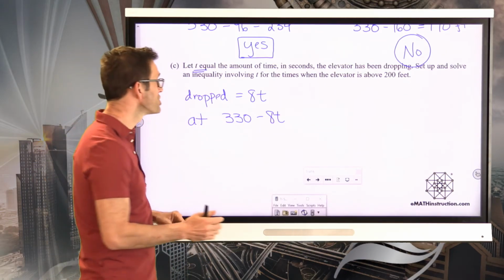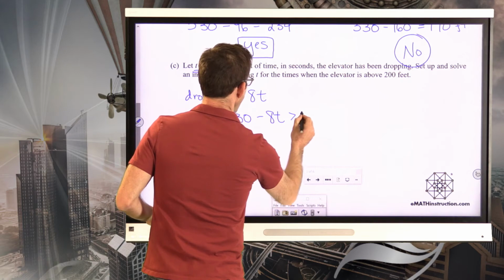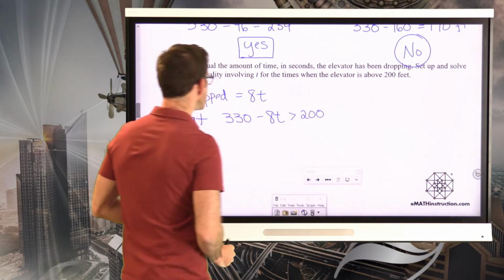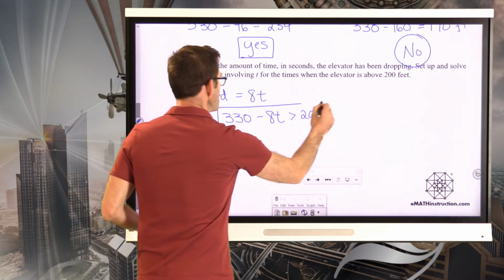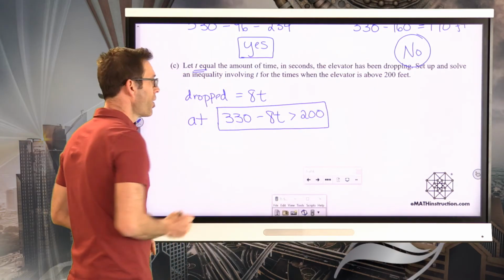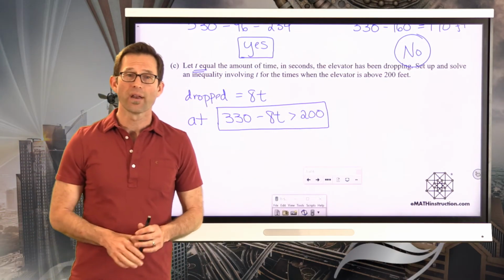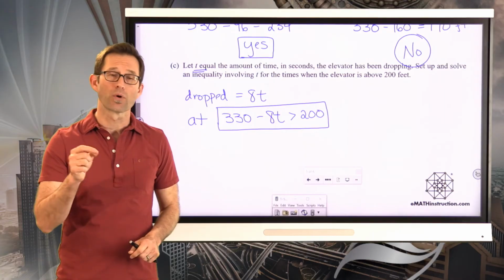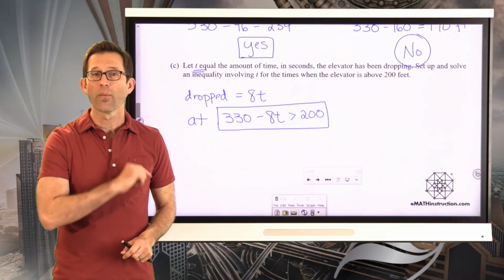Well, it should come as no surprise that then leads to this inequality. This is the inequality that is going to model the question that we're trying to answer: what are the times when we're above 200 feet? But now we have to solve it.